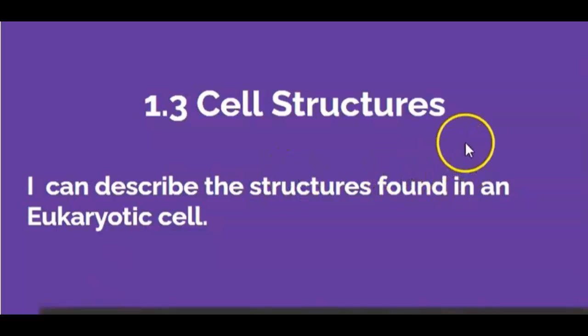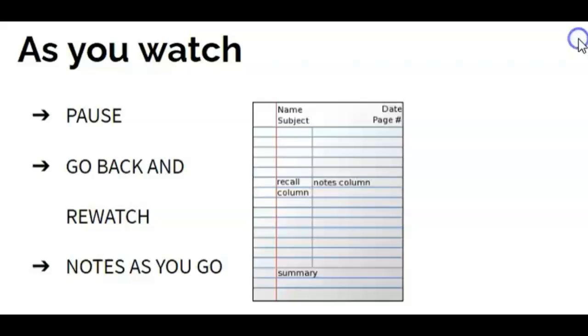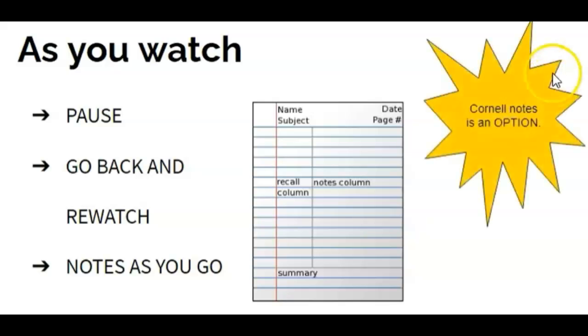This video is for 1.3 cell structures. I can describe the structures found in a eukaryotic cell. As you watch, a reminder to pause the video when you need to go back and rewatch if you missed something, and take notes as you go. And Cornell Notes is an option for those of you in AVID or who want to try using that style.